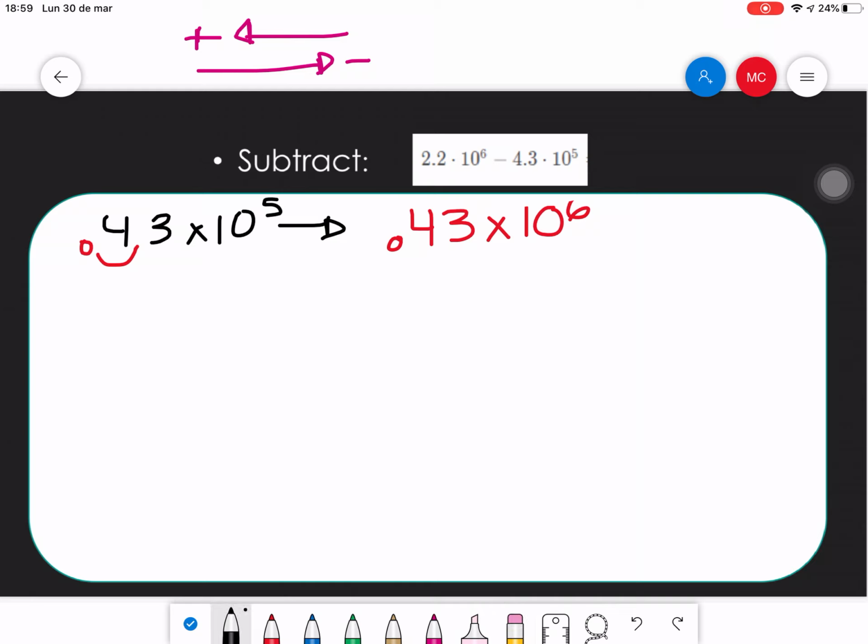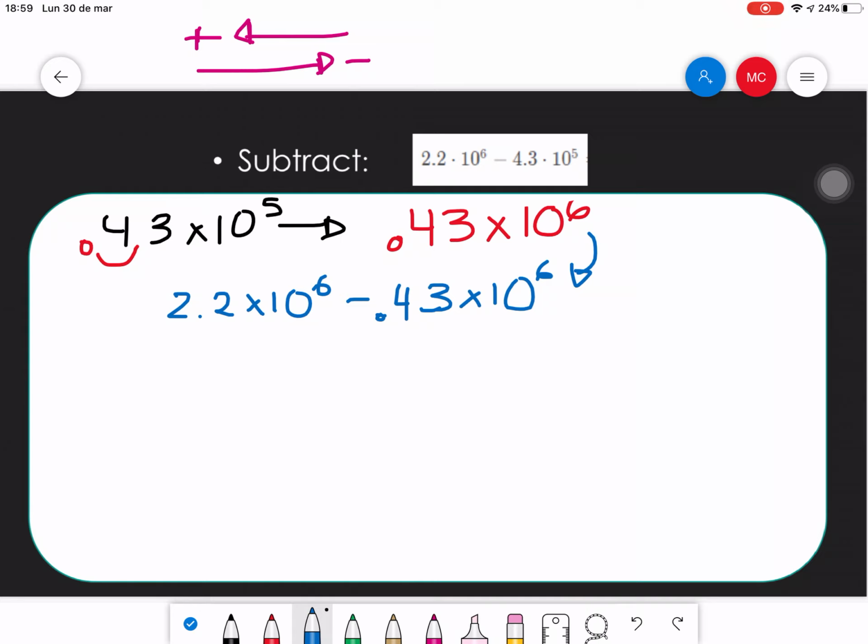Second step was rewriting the operation. So it is 2.2 times 10 to the 6th power minus 4.3 times 10 to the 6th power. Sorry, I copied the same number. It was 0.43. Why? Because that is the number that we changed. Lo único que hice fue reescribirla. Ya está acá. Okay? I rewrite it and then I can start solving.